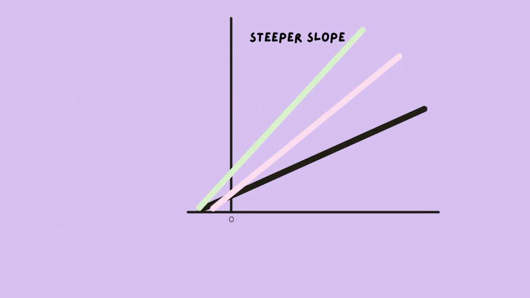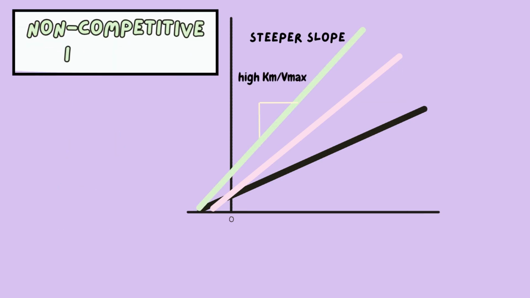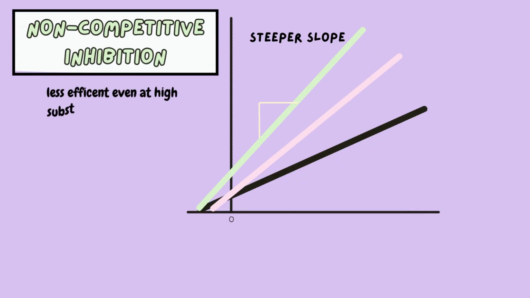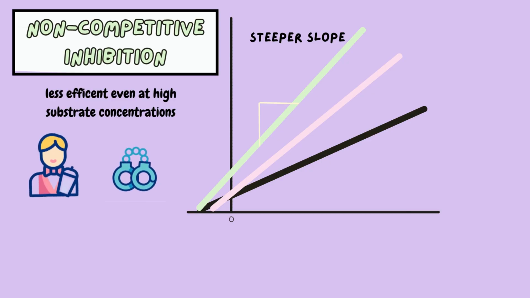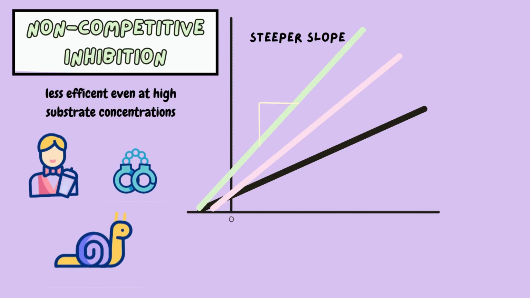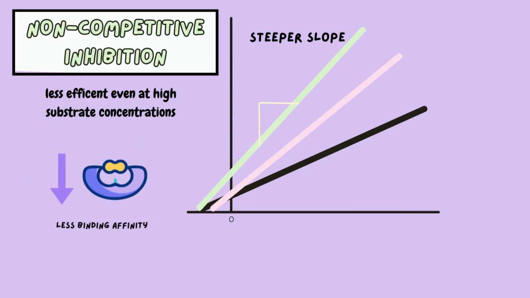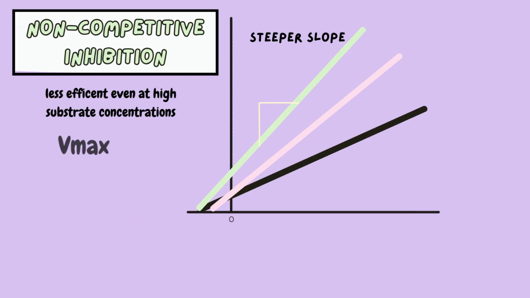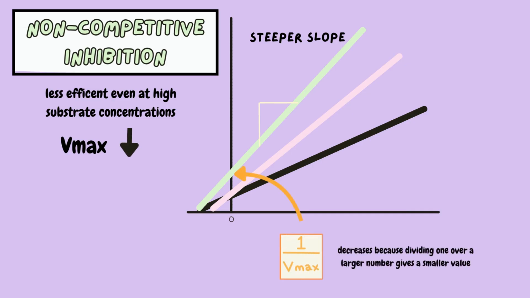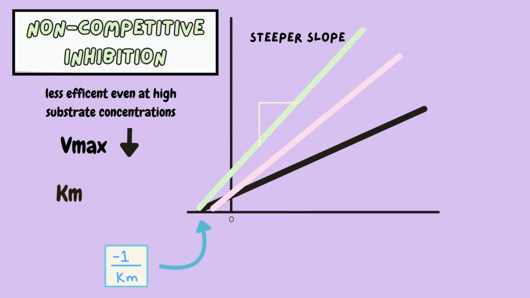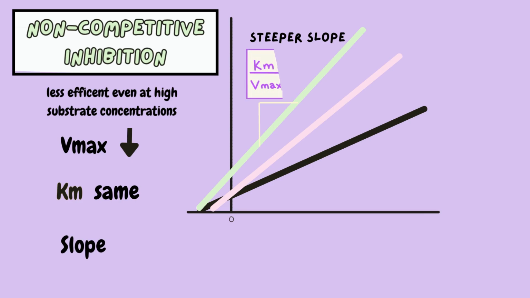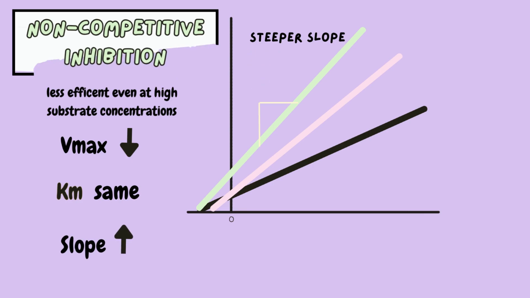A steeper slope can also indicate non-competitive inhibition. It's less efficient even at high substrate concentrations, so it's kind of like if someone ties one of the bartender's hands behind their back. They can still pick up real glasses, but they're permanently slower, no matter how many glasses are waiting, so the bartender's drink-making efficiency drops. The Vmax, the y-intercept, decreases. Even with tons of glasses, the bartender can't go any faster. The Km, the x-intercept, stays the same. The bartender still grabs glasses just as easily. So the slope, Km over Vmax, increases and the line gets steeper.